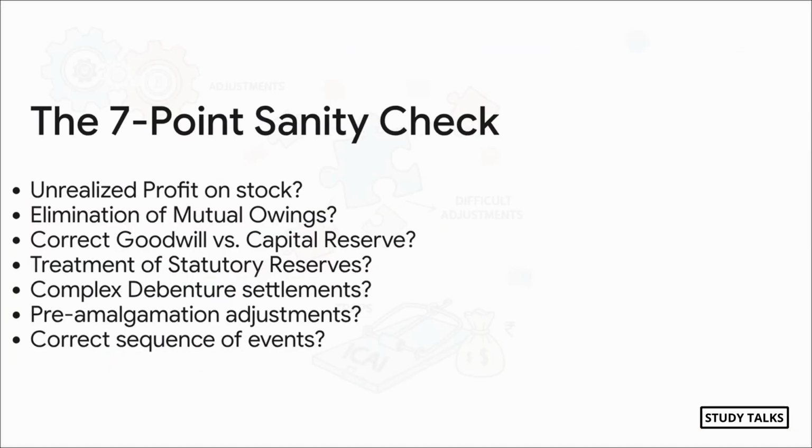Did you handle the unrealized profit on that intercompany stock? Did you eliminate all the mutual owings? Did you calculate goodwill or capital reserve correctly? Did you remember the special treatment for statutory reserves, especially that amalgamation adjustment account? Did you get through that complex debenture settlement? Did you do the pre-amalgamation adjustments first? And finally, did you follow the correct sequence of events when they combined topics? Just running through this list could be the difference maker.